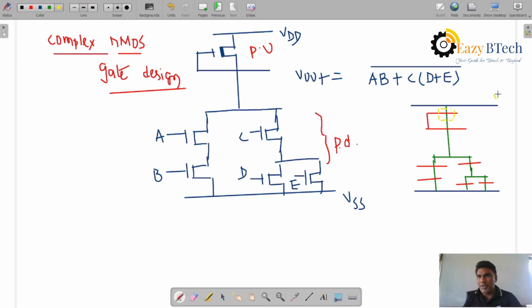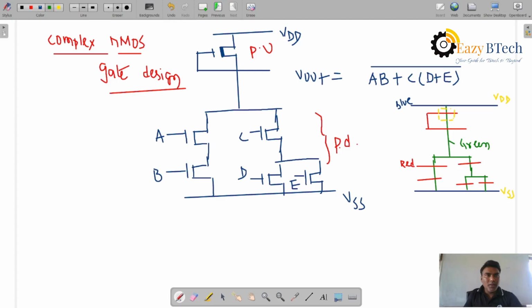So this is VDD and VSS. Blue color is this representation, and red color, and green color. This is the green color representation for the stick diagram of the given logic.